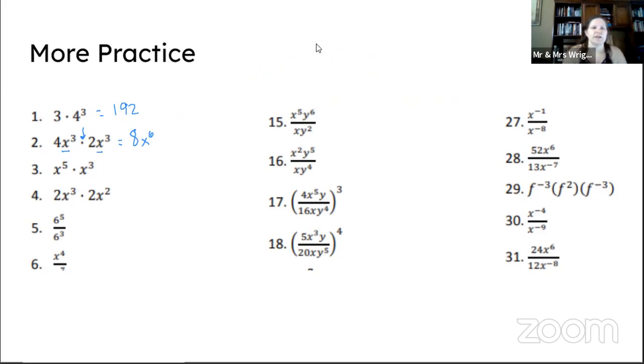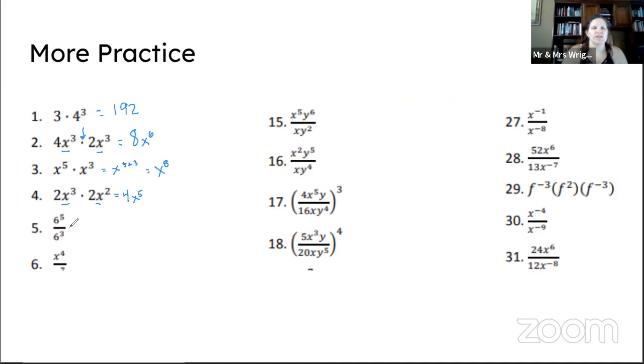All right, continuing on. So we've got x to the power of 5 times x to the power of 3. I'm going to write my base, since I have the same base, and add my exponents, 5 plus 3. So it's the same thing as 5, 6, 7, 8, x to the 8th power. Here, since we're multiplying, I'm going to multiply the coefficients. So 2 times 2 is 4. I'm going to write my like base of x, and since I'm multiplying, I'm going to add my exponents. 3 plus 2 is 5.